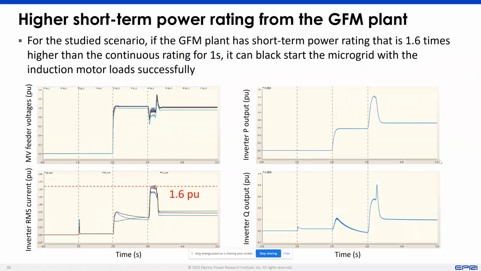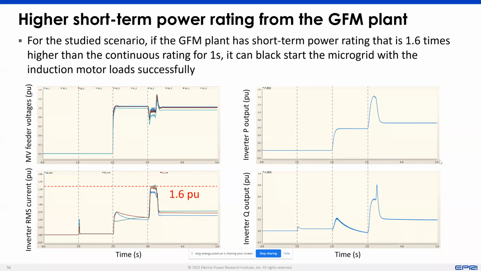If we do the same thing, but the only difference is we now increase the current limit to 1.6 per unit instead of 1 per unit, we can see you can now successfully start up all the motors in your system. Now, another thing I want to point out is this 1.6 per unit current capability, and the active and reactive power overloading capability associated with it, does not have to come from your continuous operating rating of the inverter, because you only need it in this scenario for less than a second, right?